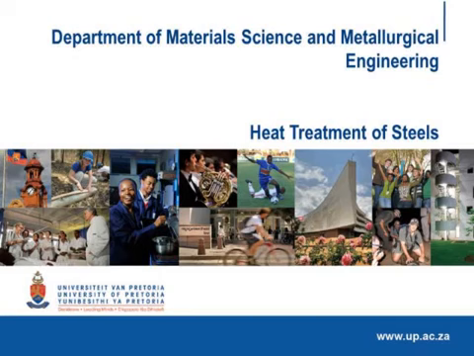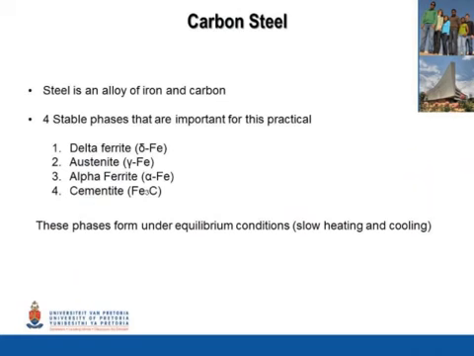Experiment 4. Heat treatment of steels. Please refer to the practical guide for general comments, rules, and regulations, as well as the criteria required to successfully complete this experiment. Steel is an alloy consisting of two main alloying elements, namely iron and carbon.